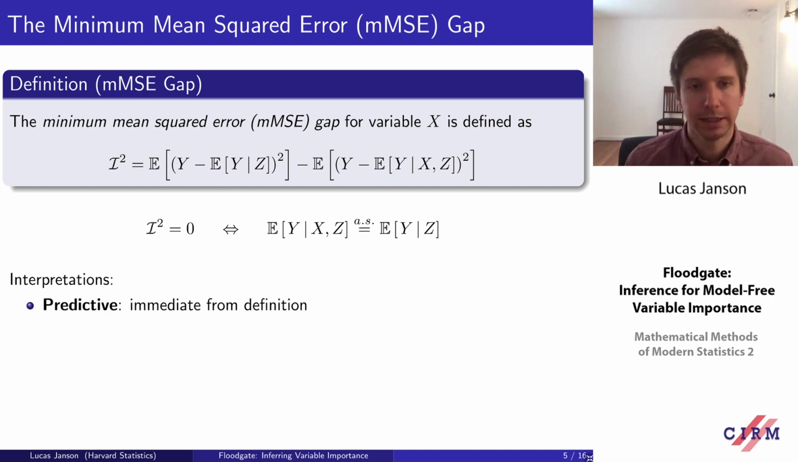So the predictive interpretation that I promised you, I think, is immediate from the definition. If we think about the optimal predictions we could make with z, and the optimal predictions we could make with x and z, it's exactly the difference between those in terms of the mean squared error.